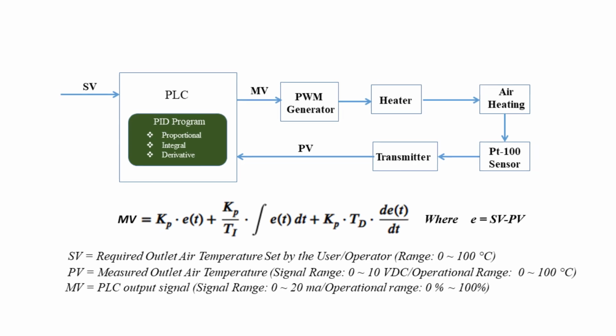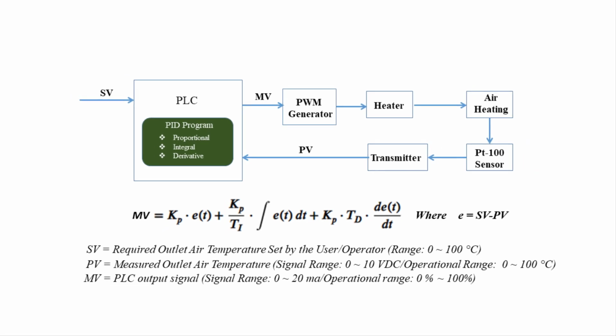The PLC reads the existing temperature of the outlet air from the analog signal received from the temperature transmitter. The existing temperature read by the PLC is called the process value. For temperature control using the PID program, the user has to set the target temperature in the PID program, which is often called the set value. The PID program continuously compares the process value with the set value and makes an output signal which will adjust the heater power to maintain the outlet air temperature at the target value. The output of PID is called the manipulated value.